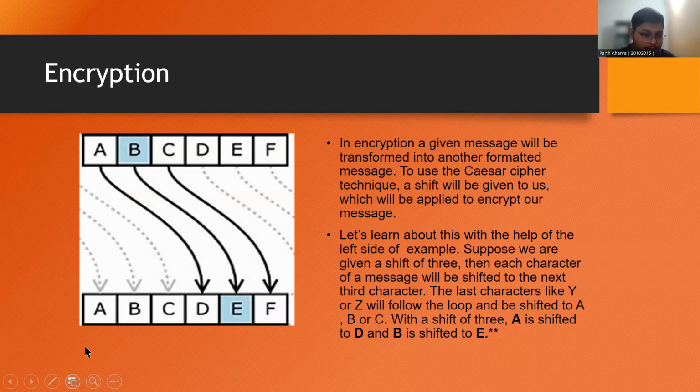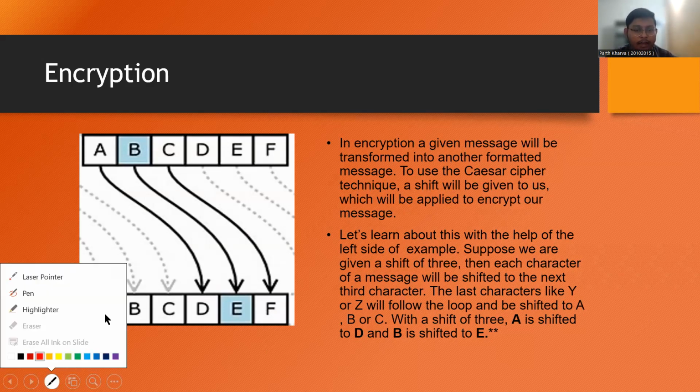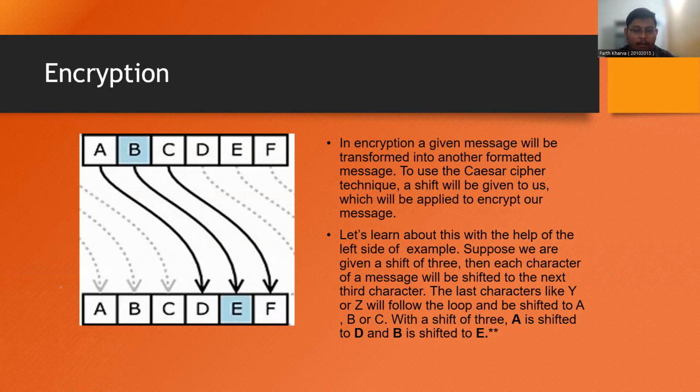Each character, given a shift of 3, will be shifted to the next 3rd character. Here you can see A, B, and C. These are our plain text message, and then we have a shift of 3, that is 1, 2, 3. So A will become D, B would become E, and C would become F. So our encrypted message is DEF, and our actual plain text message is ABC.